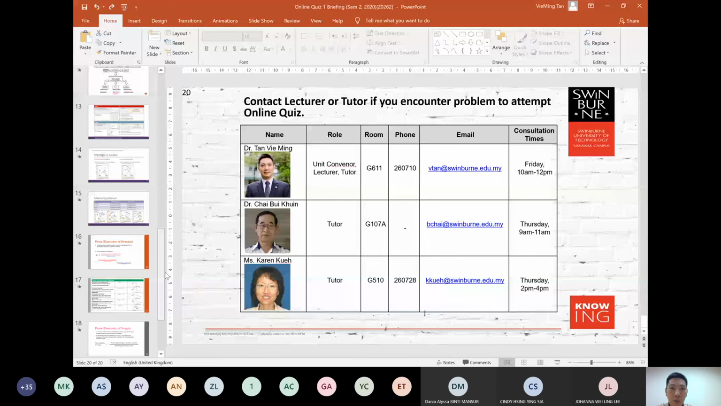So only one student received the email. How about the others? Have you received the email on the check-in survey?